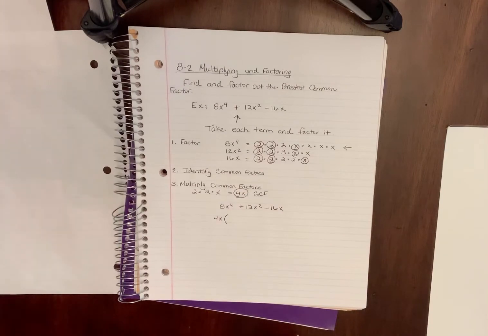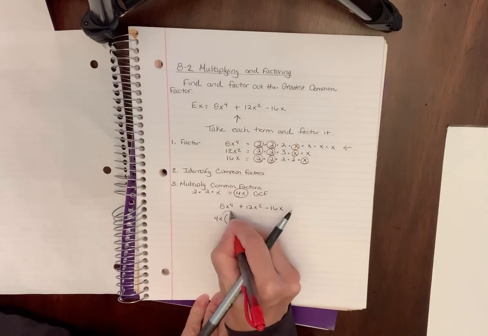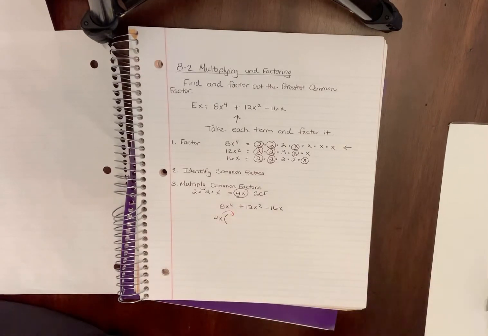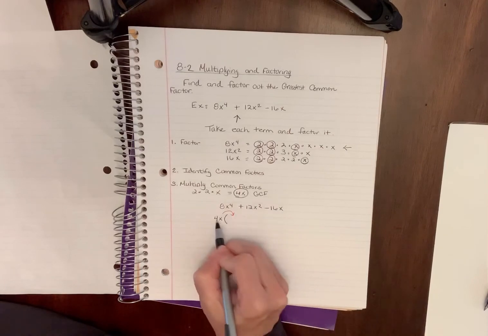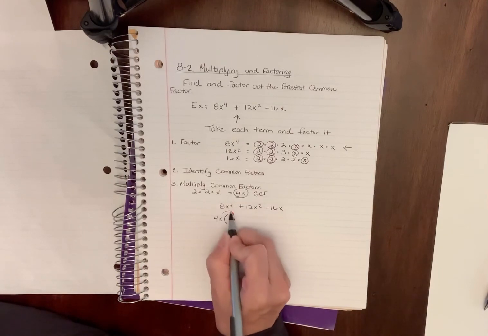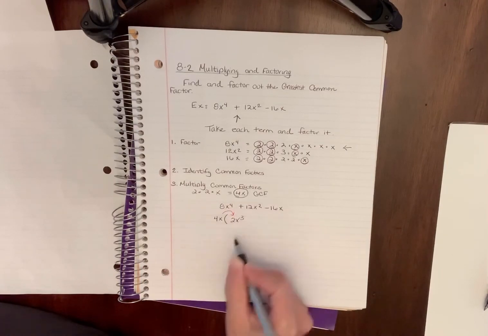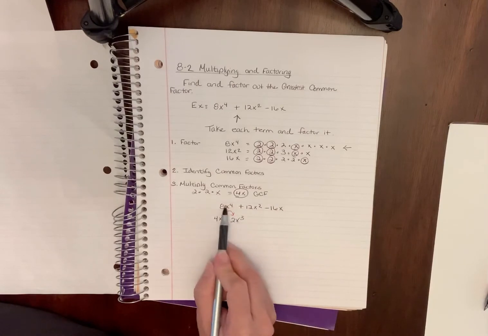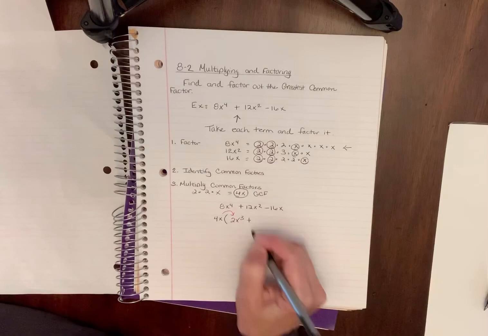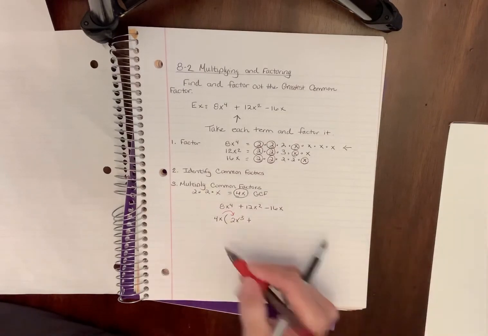Then I'm going to determine what I need to multiply that 4x by to get 8x to the 4th power. That's why it's the opposite. 4 times 2 is 8, and then I need x to the 3rd. So if I multiply these two, I come right back to 8x to the 4th. I'm going to keep that addition sign, and then I'm going to do the same thing here.